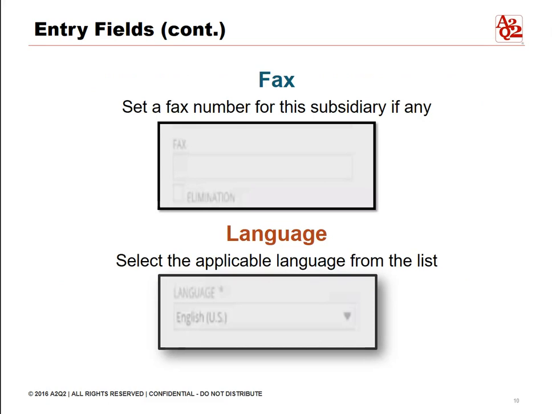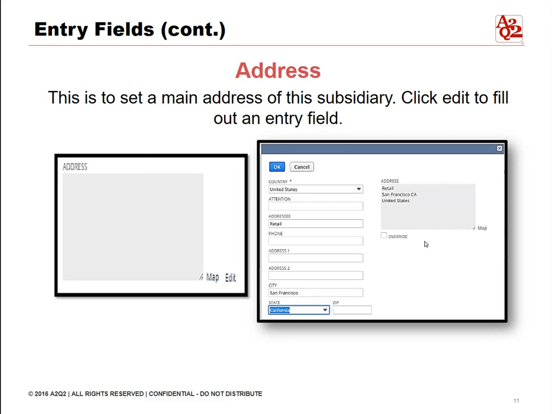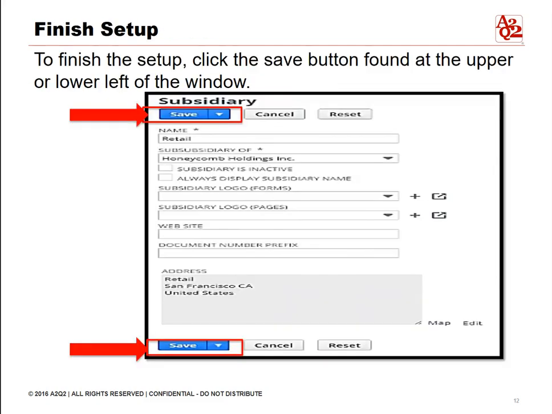Set a fax number for this subsidiary, if any. The language field is one of the required fields. Select from the list the applicable languages for this subsidiary. The Address field is where we will enter the address of this subsidiary, so click on the Edit link to fill out the entry fields. Once the required fields have been filled in, you can click Save to save the record, or you can click the arrow for other options.